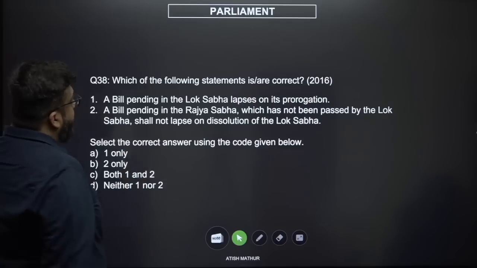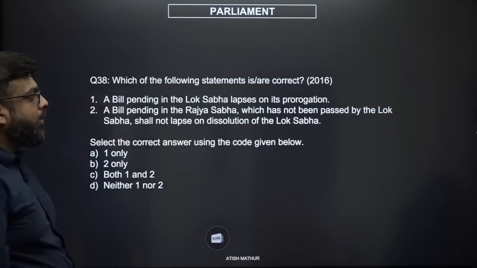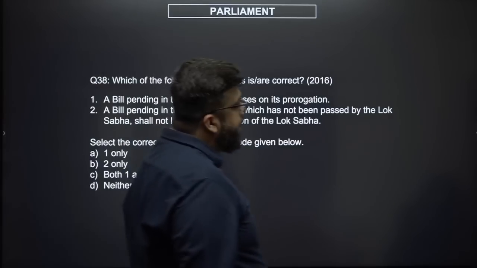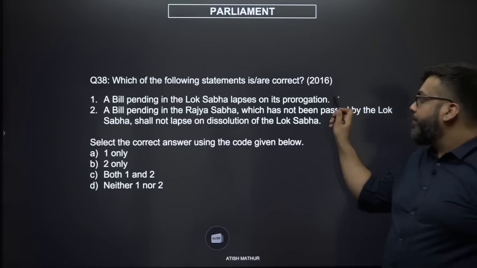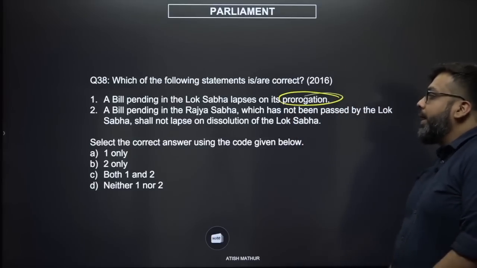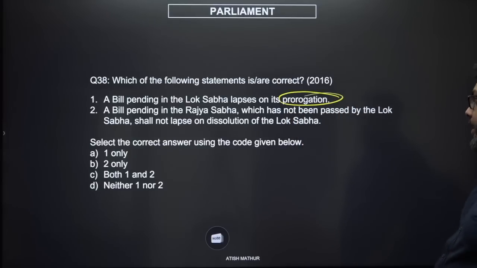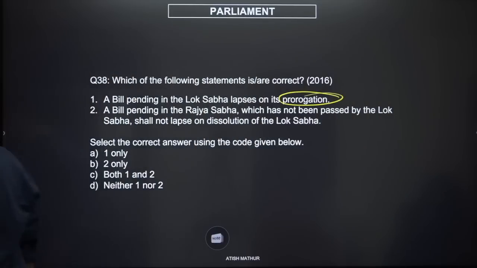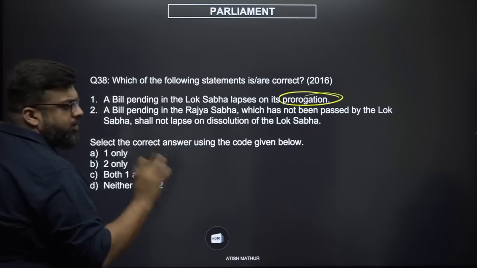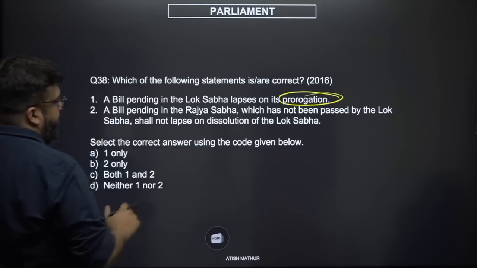Yeah. Which one of the following statements is or are correct? A bill pending in the Lok Sabha lapses on its prorogation. A bill pending in the Rajya Sabha which has not been passed by the Lok Sabha shall not lapse on the dissolution of the Lok Sabha, right? Okay. Now, apply simple rule number 1, democratic mandate. You should be able to answer this.